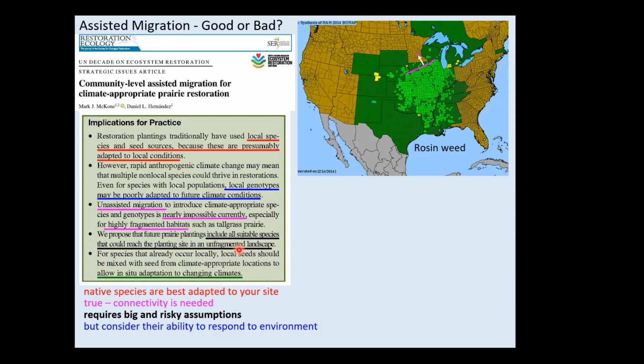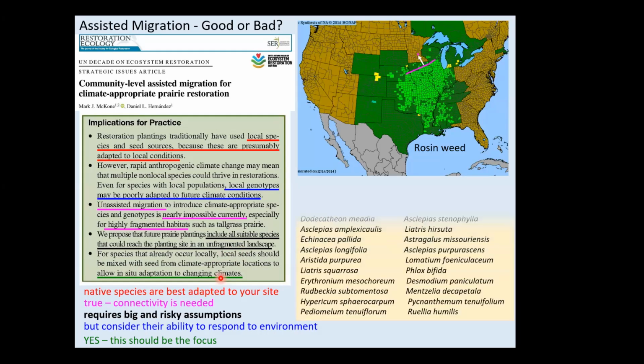But what I'm saying here, this black thing, that's really taking some big and I think very risky assumptions. The last thing they say here is this green thing. They want to be able to allow in situ adaptation to changing climates. Yes, that is what you should be focusing on. Try to improve the ability for your planting to be able to adapt to changing climates. Don't play Mother Nature and move other species in.